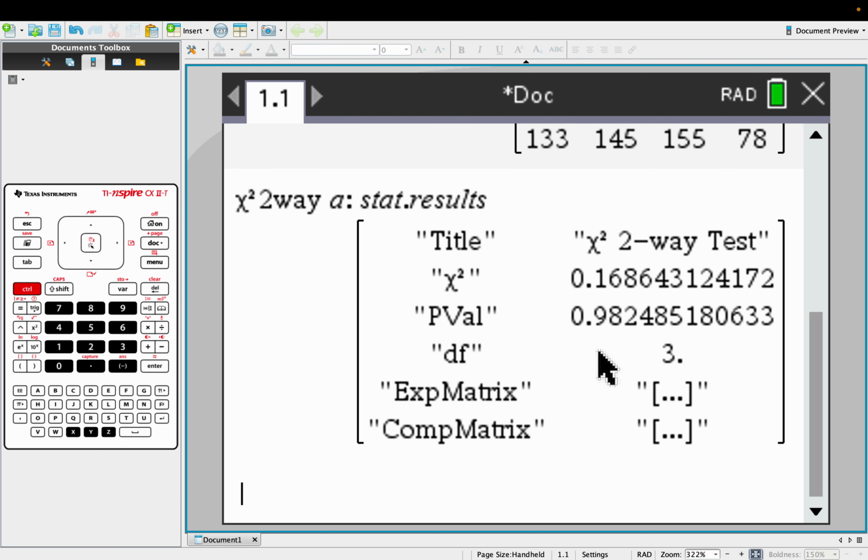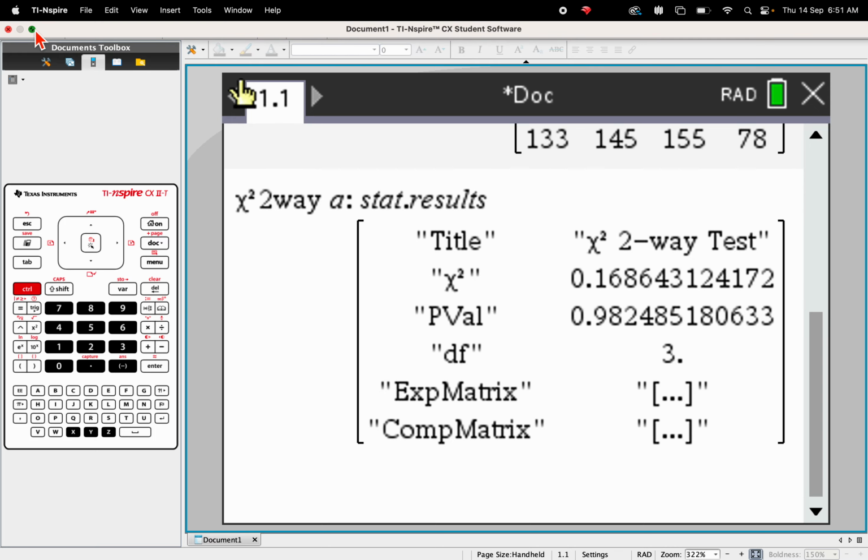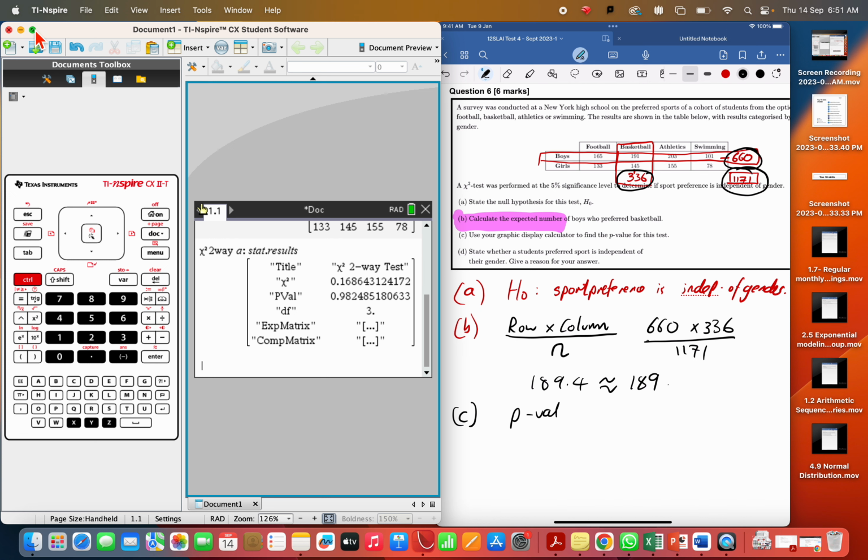Boom, there we go. P-value. So p-value is 0.982.